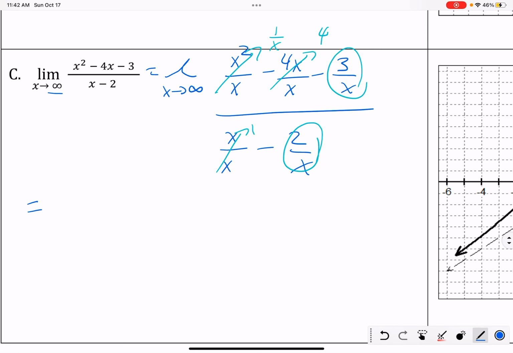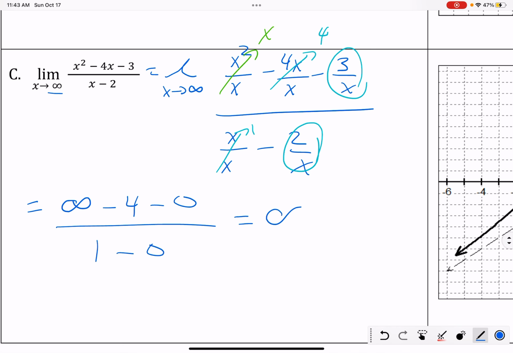If we clean this up, that first one doesn't go to 1 over x, I'm sorry. X squared over x is just x in and of itself. So at the top, if I throw in infinity, we have infinity minus 4, and then minus the term that went to 0, over 1 minus 2 over infinity, which is just 0. So this just becomes infinity.